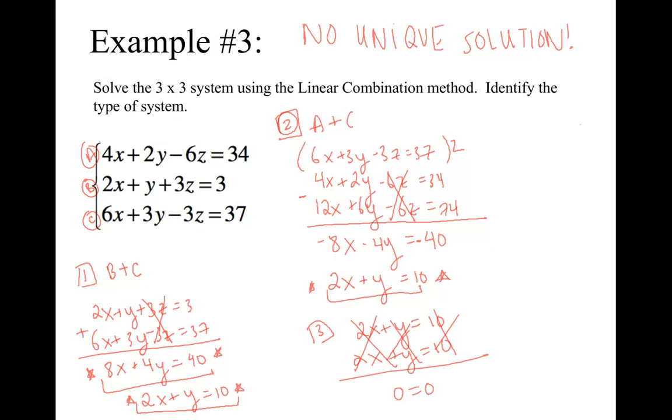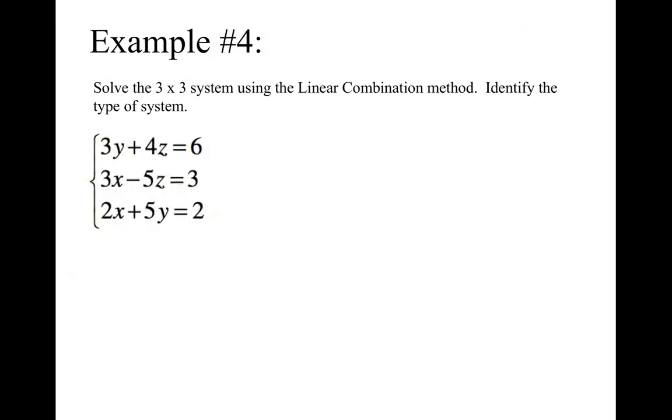Amazing. Okay, we're going to do one more. Example 4. One more. So solve the 3 by 3 system using linear combinations and identify the type of system.